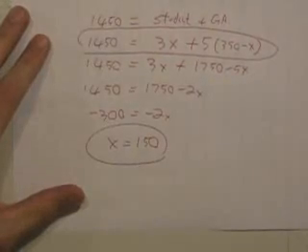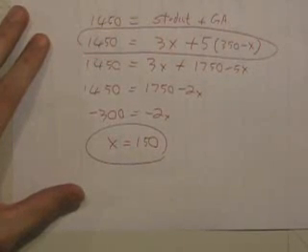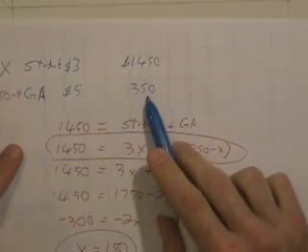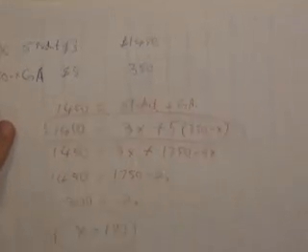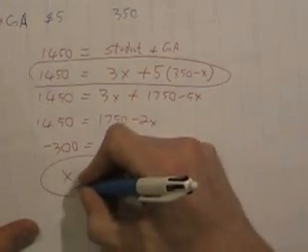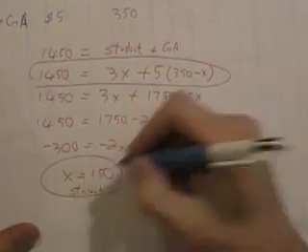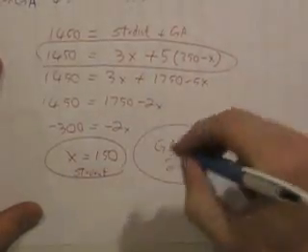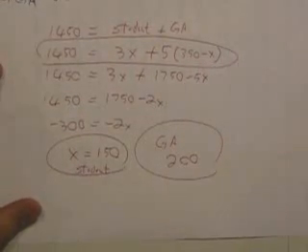So there were 150 student tickets sold. Since the total was 350, all that you have to do is take away 150 from 350 for the general admission. This is the students, since we called that x, and the general admission was 200. They add up to 350, and that's the end of that.